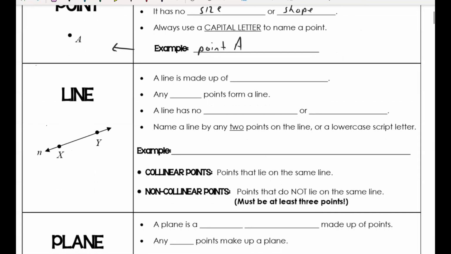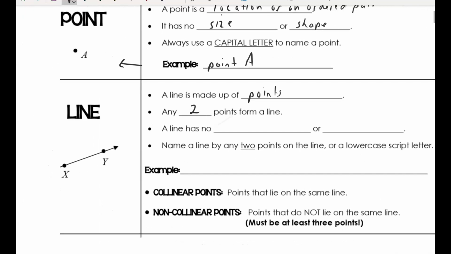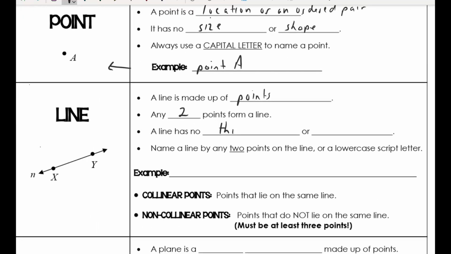Okay, a line is made up of points. You can name a line with any 2 points. Really, there are infinitely many points on a line, but any 2 points give you enough information to name the line. Let's talk about naming in a second. A line has no thickness and no width.